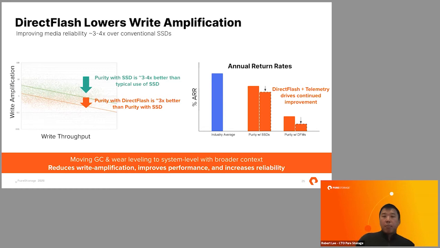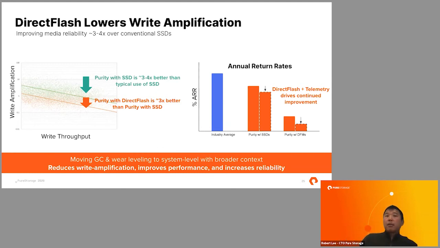There's a lot that goes into that, but what comes out of it is a significant reduction in what we track, which is annual return rates. This is a good proxy for essentially drive failures. So if you look at the industry average, you'll see the improvements throughout in Purity, just by reducing write amplification and knowing how to treat the flash well and knowing what's happening within that flash layer, drives a significant reduction in that failure rate or that return rate. You add DirectFlash into the mix, and that drops it by more than 50% on top of that. So, significant improvement in reliability, reduction in failure rates.